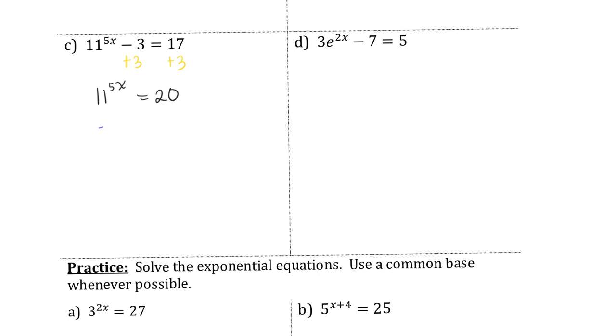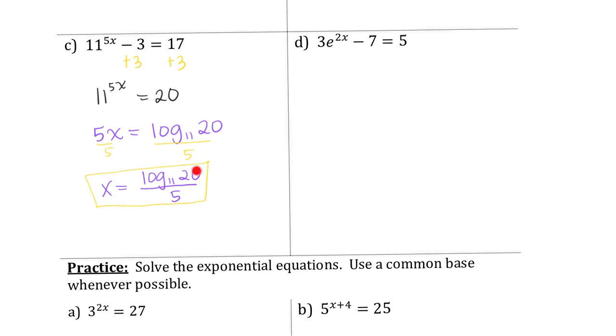I'm going to start with the exponent because that's what I'm solving for. That's the log base 11 of 20. Am I done? No, I need to divide by 5. Let's look at this answer. This answer is the log base 11 of 20, and I'm dividing that entire result by 5. I cannot do 20 divided by 5 because this is the log of 20 divided by 5. So you can leave it like this.